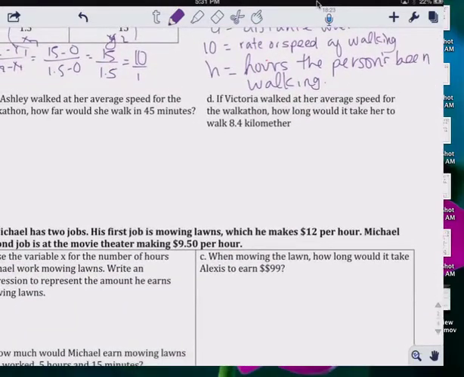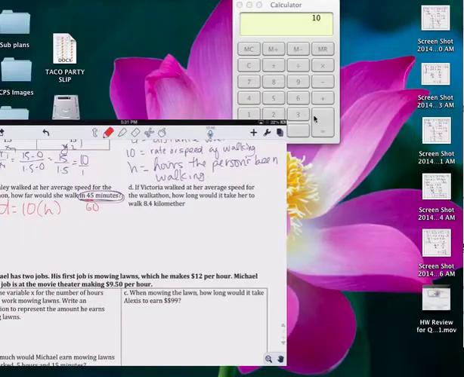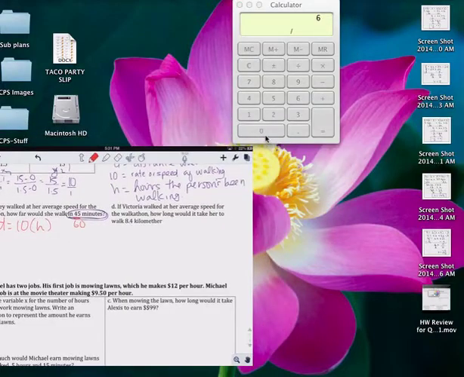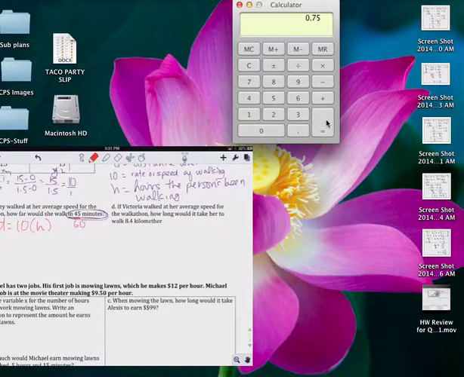Okay, if Ashley walked at her average speed for the walkathon, how far did she walk in 45 minutes? Now we need to change this into a decimal in order to use D equals 10 times the number of hours. You can't put 45 minutes for the hours. You need to turn it into a decimal, so divide by 60. 45 divided by 60 is 0.75. So hours is 0.75.